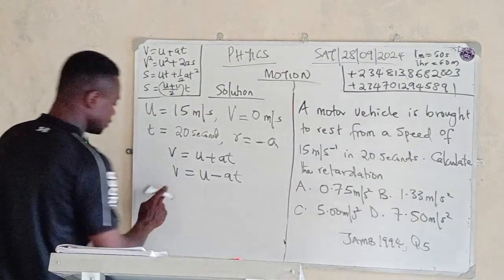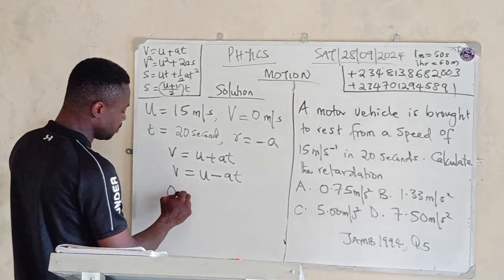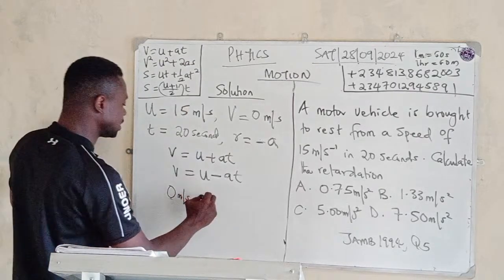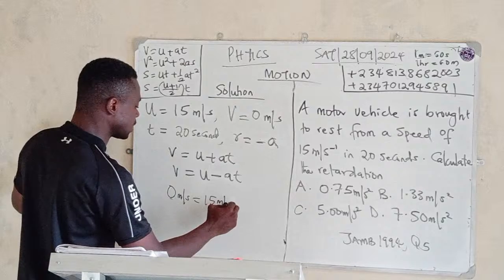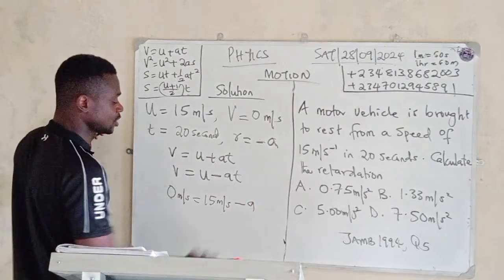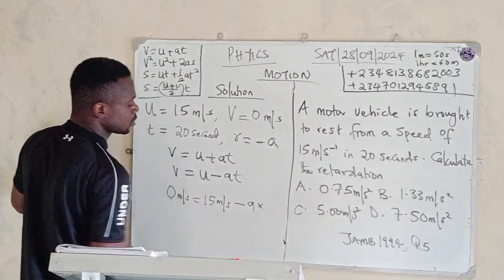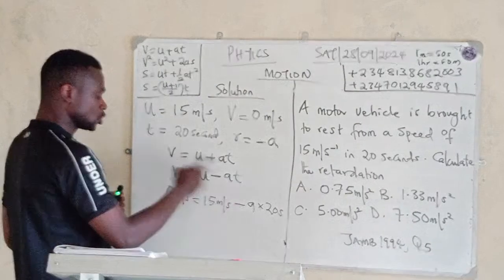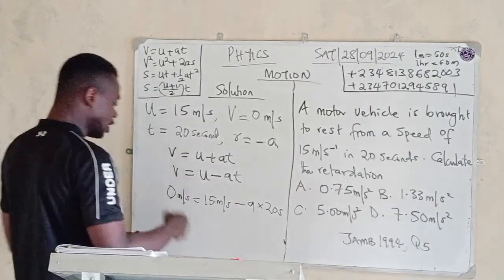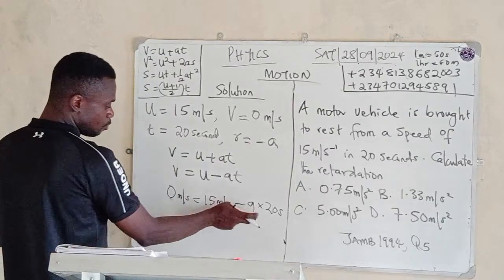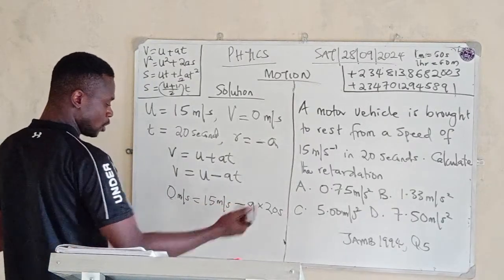So we have 0 meter per second is equal to the initial velocity, 15 meter per second, minus A, which is the retardation, times the time given, which is 20 seconds. So we make A the subject of the formula. If we rearrange this now, minus A times 20 is minus 20A.